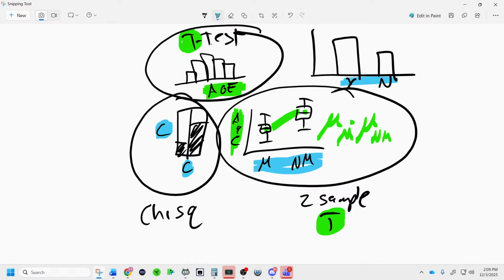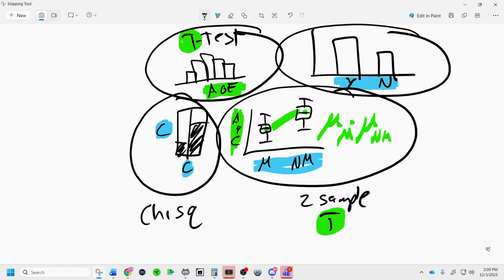And this is one categorical variable with yes, no. It has two levels, but this would be a one proportion. This would be one proportion Z.